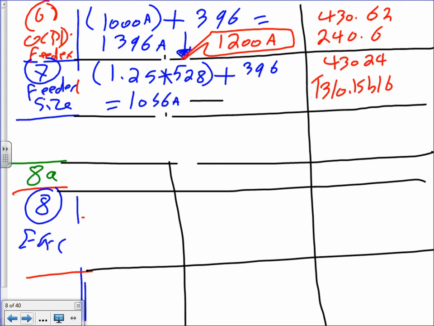What I'm going to do is parallel, so I'm going to take 1056. Let's do that one at the bottom here. So that's the amps that I get. Then the next step, I need to find the parallel amp. So 1056, divide this one by how many sets did I decide? Three sets. Three sets, that will get me 352 amps.